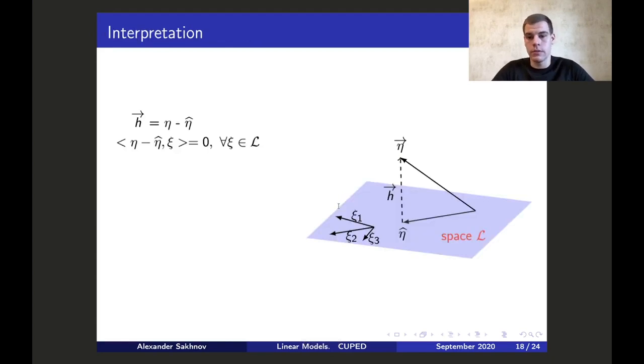Let's show it graphically. We have some random variable and we have some subspace. This random variable can be represented as a sum of two random variables. The first is the best linear approximation, and the second is a height. What does it mean that it's a height? It means that this random variable is orthogonal to every element from space L. And what does it mean that they are orthogonal? It means that their scalar product is equal to 0 for each element from this subspace.